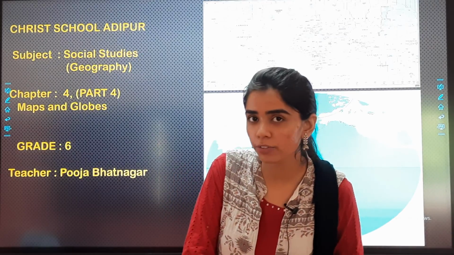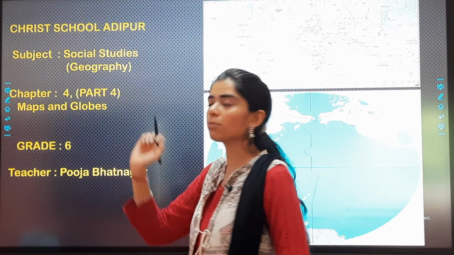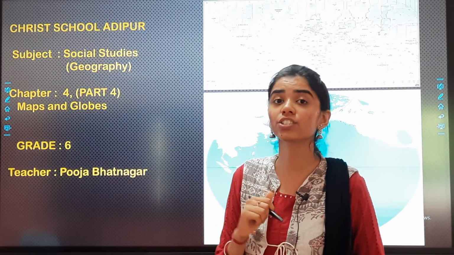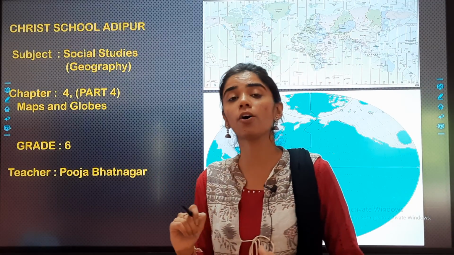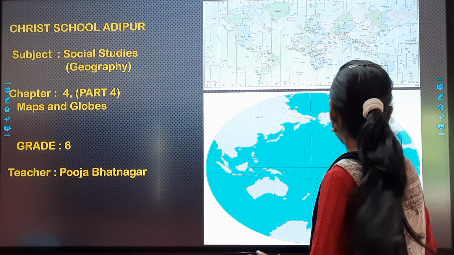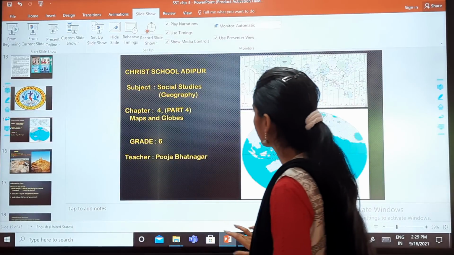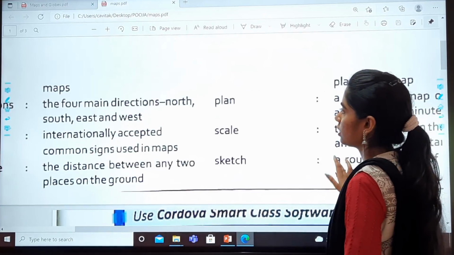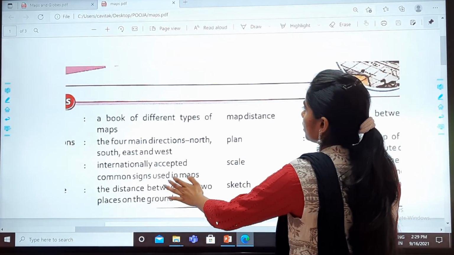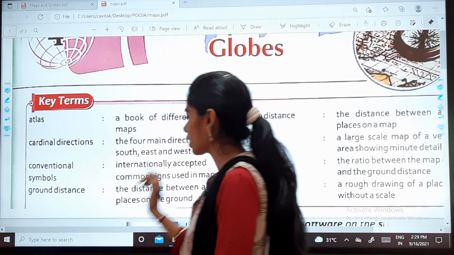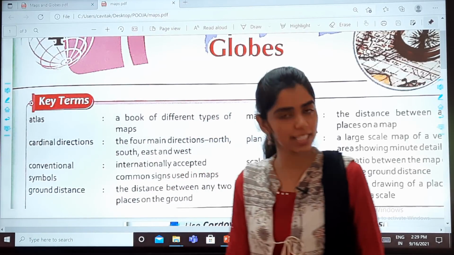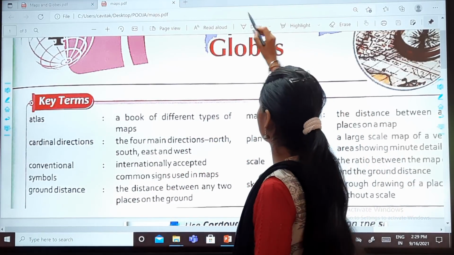And today we are going to start with a new chapter in geography, that is chapter number 4, Maps and Globes. In this chapter, as the name suggests, we're going to study it in detail. Okay? So let's get started. Now, this is your chapter. First we're going to study the key terms of it. Okay? So let's start with it. Page number 137.